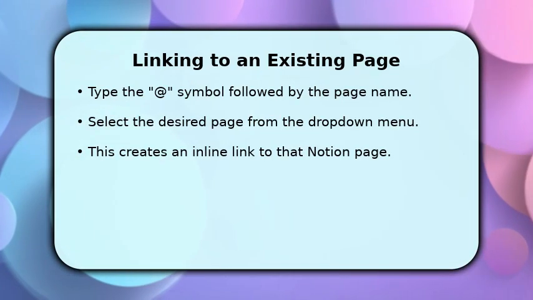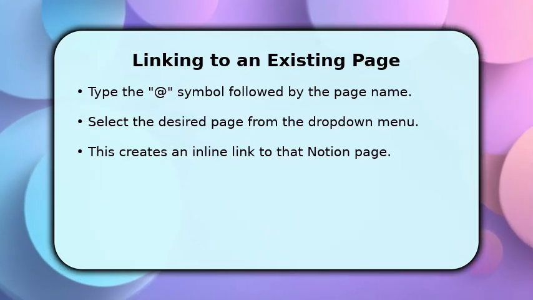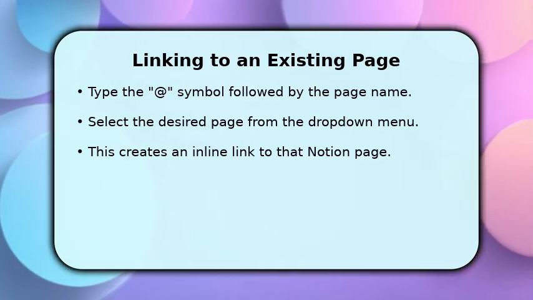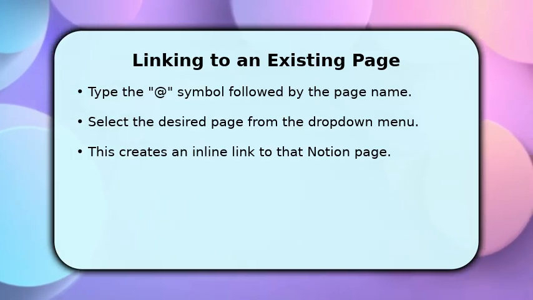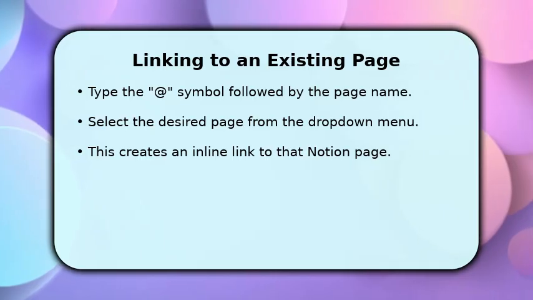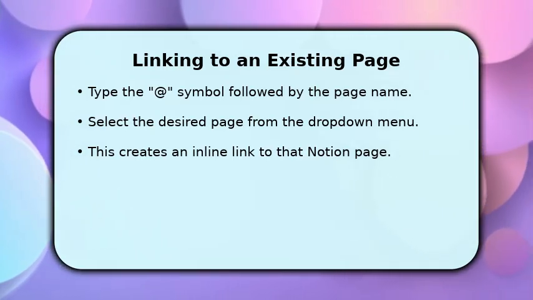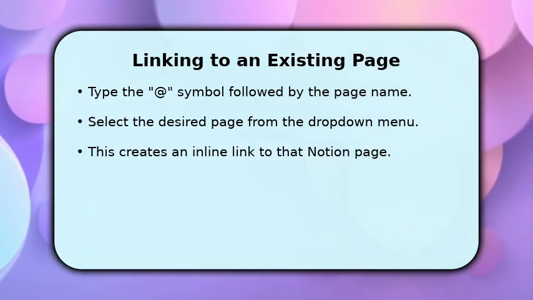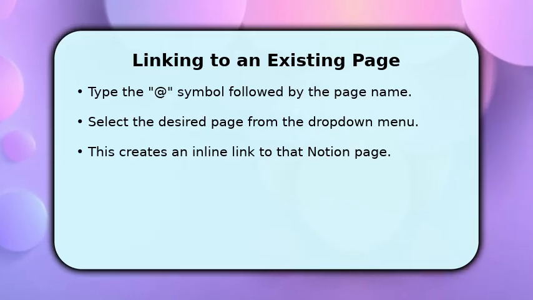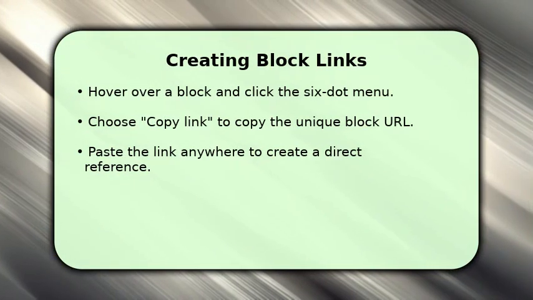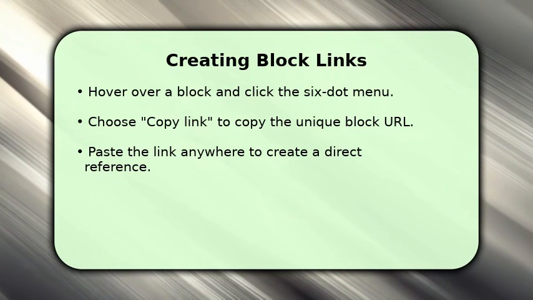Linking to an existing page is straightforward. Simply type that symbol, followed by the name of the page you wish to link. A drop-down menu will appear, allowing you to select the correct page. This action creates an inline link, providing immediate access to that page from your current location. It is a fundamental way to connect related content and build a robust, interconnected knowledge base within your Notion workspace, enhancing overall navigation.